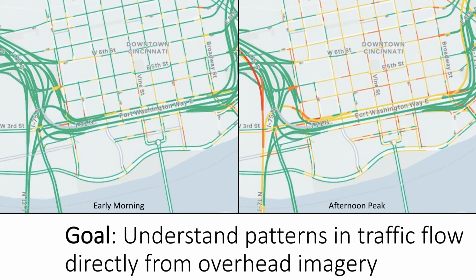In urban environments, traffic patterns change drastically throughout the day. For example, in downtown Cincinnati, there is much less congestion in the early morning, shown on the left, versus peak afternoon, shown on the right. Here, traffic speeds are visualized as percent from free flow, where green indicates faster speeds. The goal of this work is to learn how to understand these types of traffic patterns directly from overhead imagery and associated metadata.